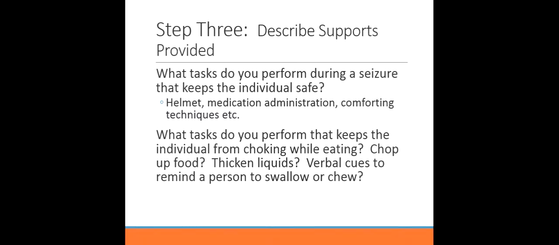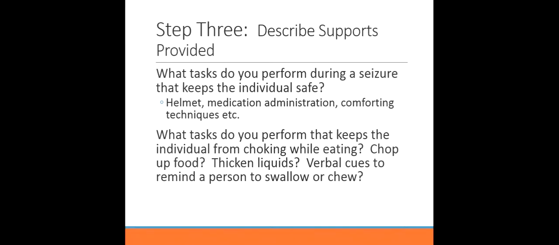So an example would be if someone has a seizure disorder and we were going to describe the supports provided for this, maybe an individual has an order for a helmet. We would give people medicines to help with their seizure disorder. We'll provide comforting techniques, all of those sorts of things that we're doing to keep this person healthy and safe during their seizure.